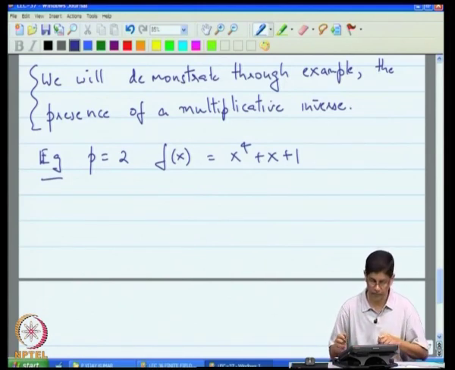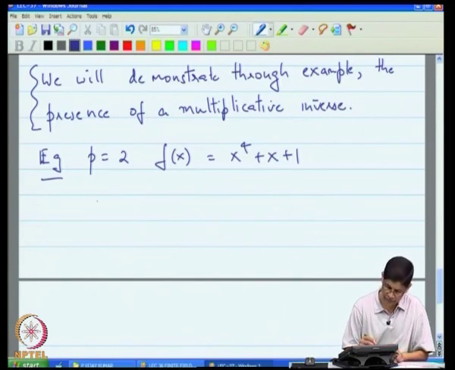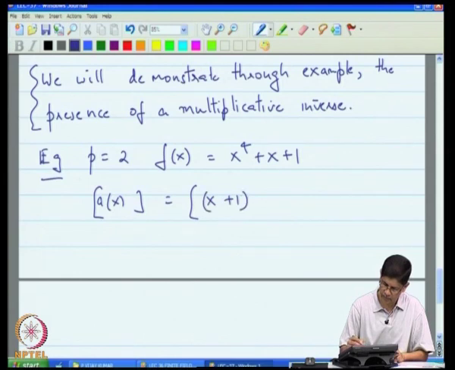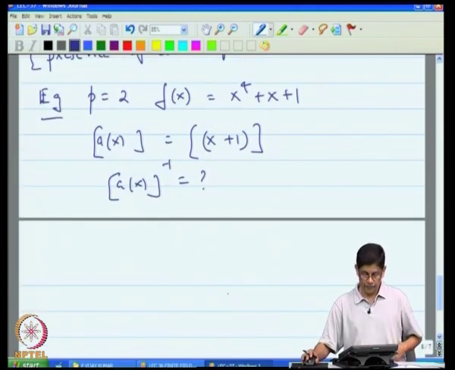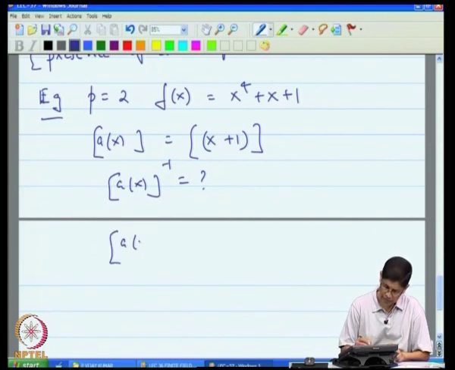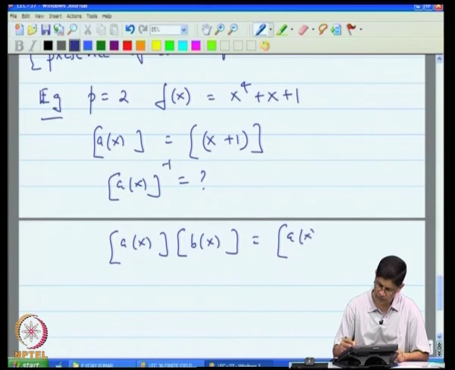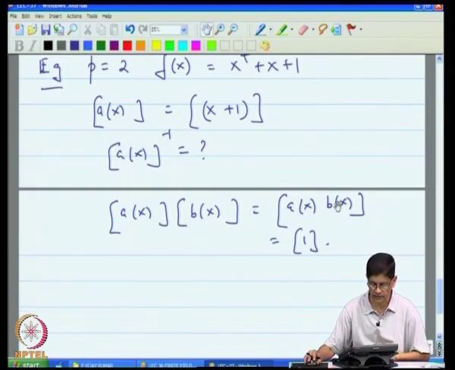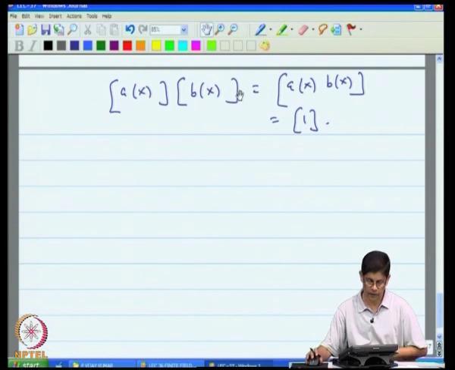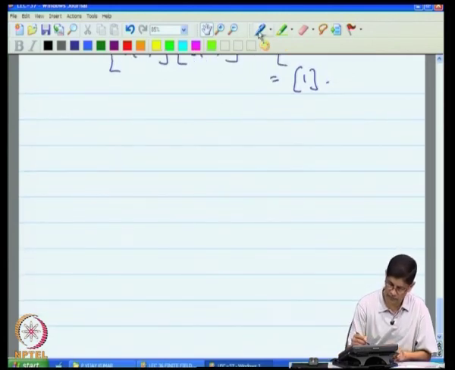So, there is no problem picking this particular one up, and let us pick a particular equivalence class, the equivalence class of x plus 1, and ask the question, what is the inverse of this? The inverse means that we are looking for an equivalence class b of x such that a of x times b of x is equivalent to 1. That means we are looking for a second polynomial b of x such that when you multiply a of x times b of x, the difference between that polynomial and 1 is divisible by f of x. So, here we call upon the extended Euclidean algorithm, which we discussed some time back.